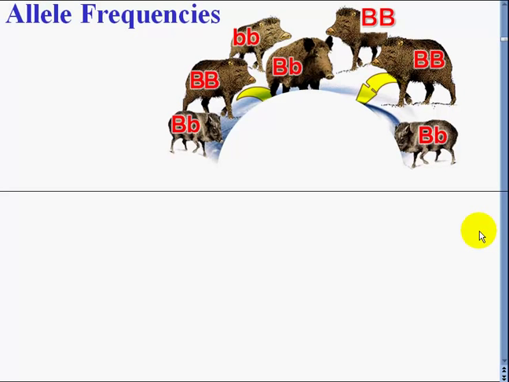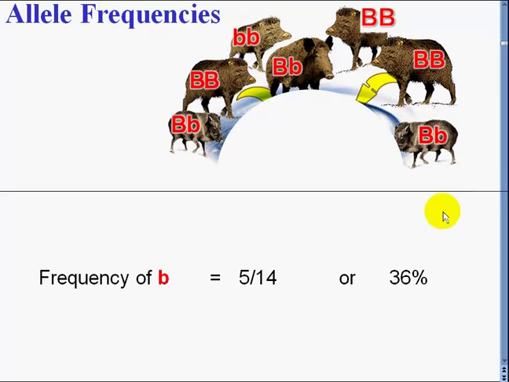And in order to do this, I need to know two things. How many of the alleles in the pool are recessive? Well, if I count them up, I see 1, 2, 3, 4, 5. Out of a total of how many alleles in the pool? 1, 2, 3, 4, 5, 6, 7, 8, 9, 10, 11, 12, 13, 14. So 5 out of 14 alleles are recessive, giving me a frequency of 36%.